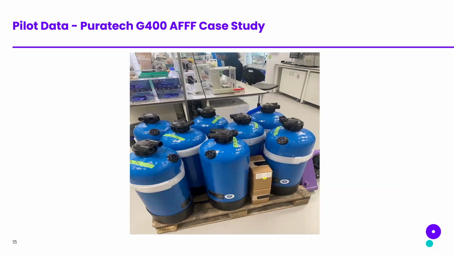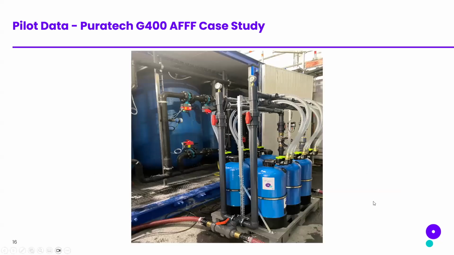Just to give you an idea of the size, these are the tanks that are actually sitting in a laboratory, and you can see, if you've ever been in a laboratory, the bench height there in reference to the actual tanks that were being used. And at the site, the big blue tanks in the back were the actual activated carbon tanks, where the ones in the front are the G400 system that was used to replace the activated carbon.